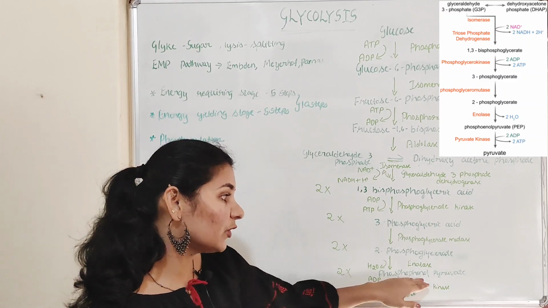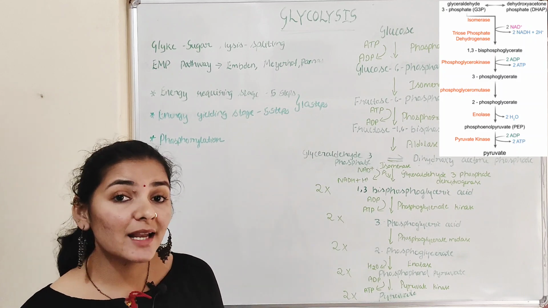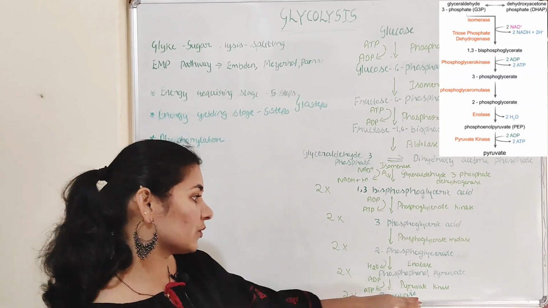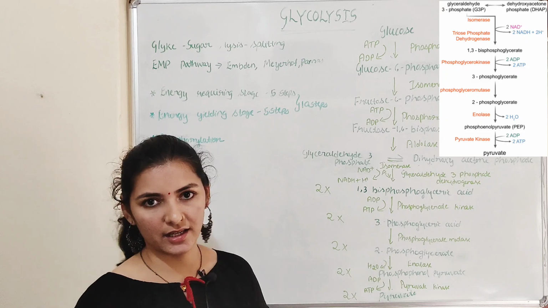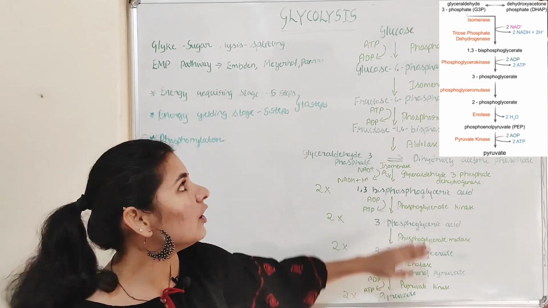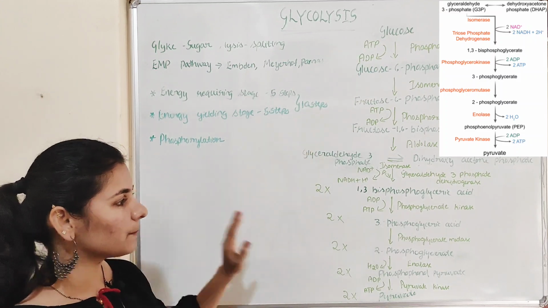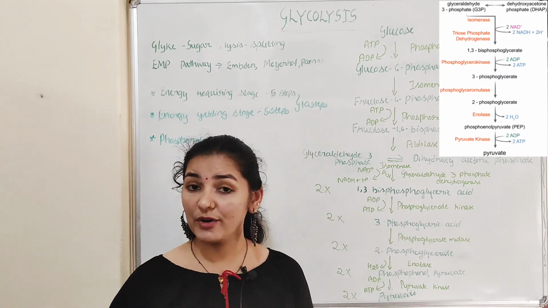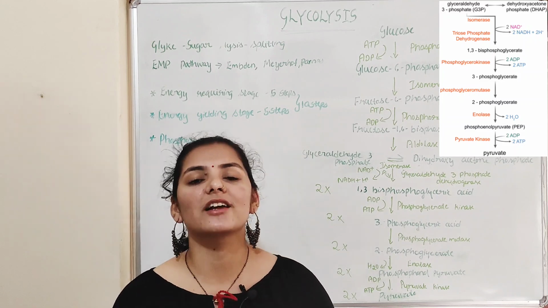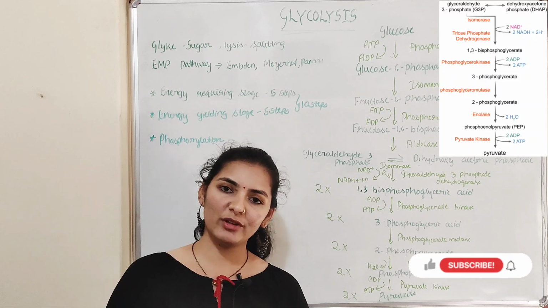Thereby, this phosphoenol pyruvate is converted into pyruvate, and the enzyme that catalyzes this reaction is known as pyruvate kinase. So ultimately, two molecules of pyruvate are formed from one molecule of glucose. So that is about the different steps of glycolysis, where one molecule of glucose is converted into two molecules of pyruvate. I hope this video will be useful.